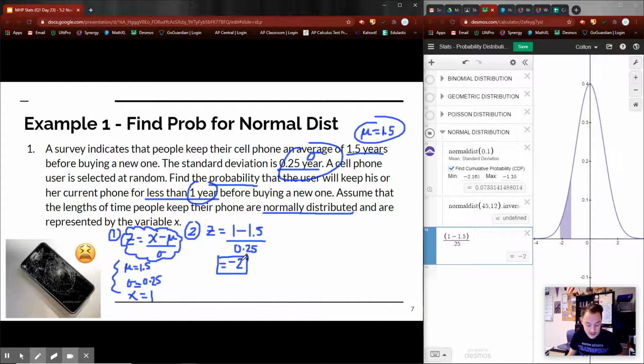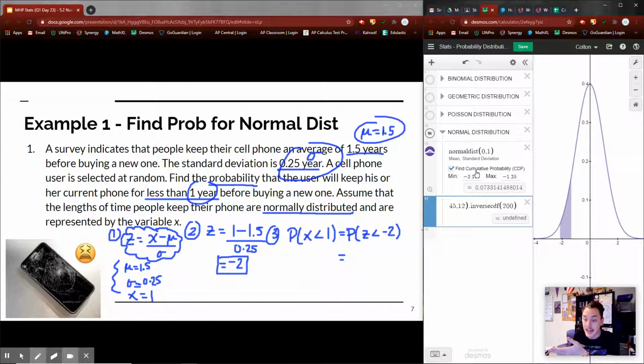This is my z-score. Now what is it actually asking me? My third step then is this. It wants us to find the probability that the user will keep his current phone for less than 1 year. So the probability of x being less than 1 year. That's what I really want to find. Or, on the other hand, I want to find the probability of my z being less than -2. Now, these mean the exact same thing, and that's the biggest part of this whole lesson. The probability of less than 1 or the probability of less than -2 as a z-score, they mean the exact same thing, and I'll show it to you.